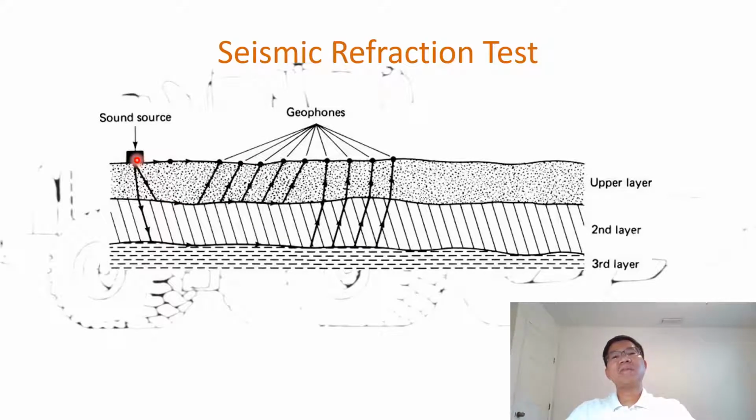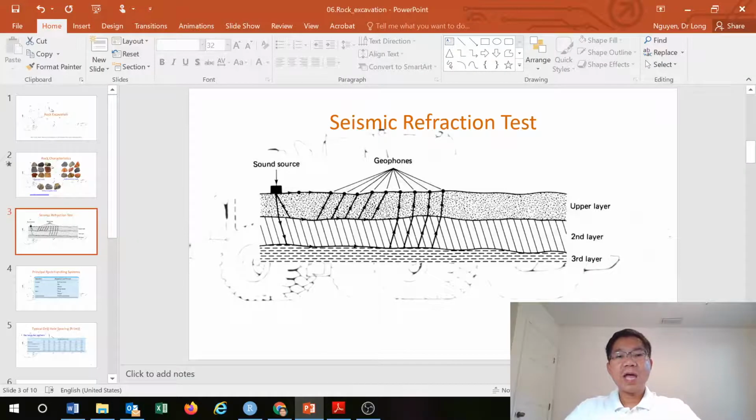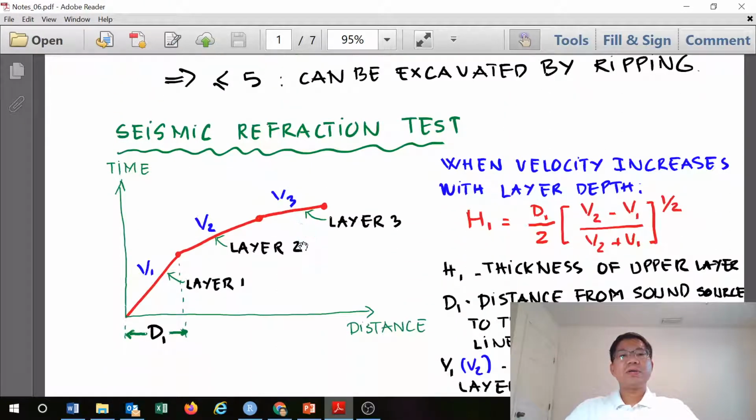And with this process, we can measure 2 parameters. The first one, the distance, that's easy, right? From the sound source to the geophone, where you set up, you can find out. The second one is the time, the signal is sent, goes back to the geophone, and we measure the time. So we have the distance, we have the time, and then we can make a graph called time distance graph, and that I'm going to show you now for the seismic refraction test.